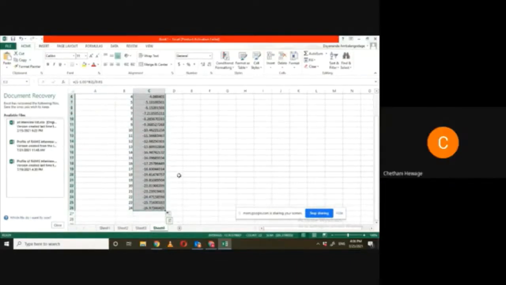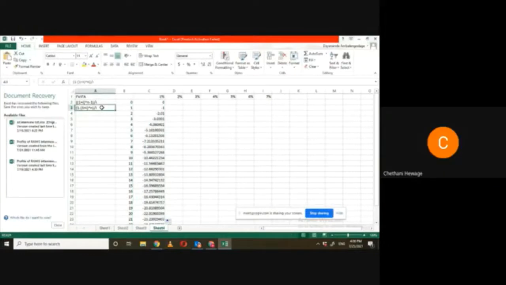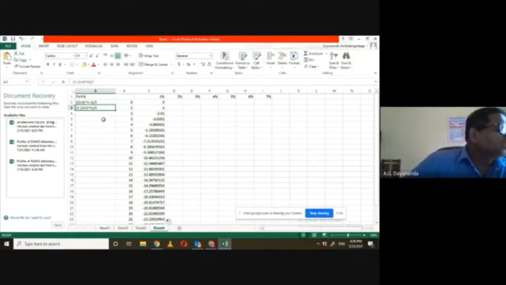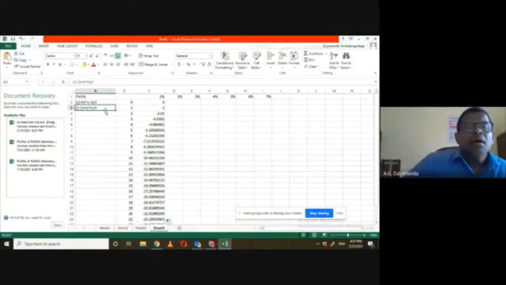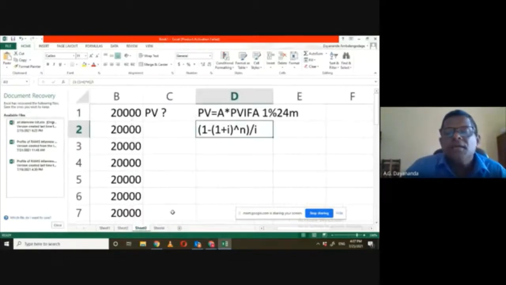Excuse me, sir. If you put the n as a minus figure, then you will get a positive answer. What? The n figure as minus. No, you can't. As per the formula, present value. I think I wrote it. N should be minus n, right? No. I wrote it in a different manner. Mistake.